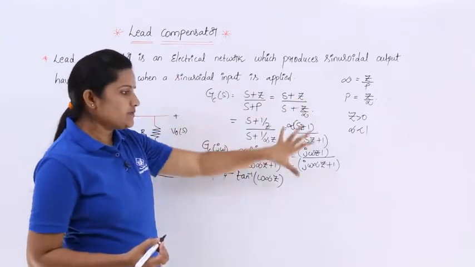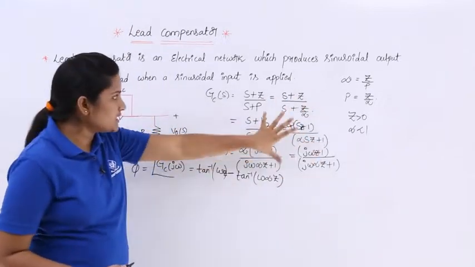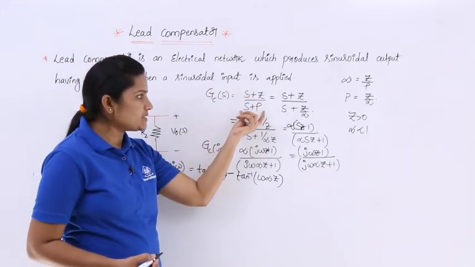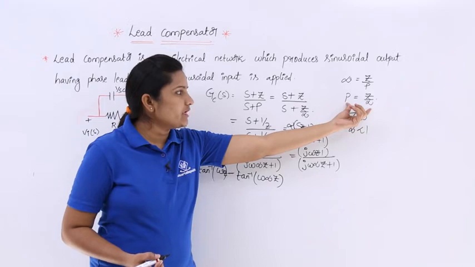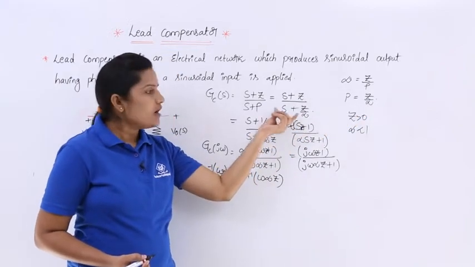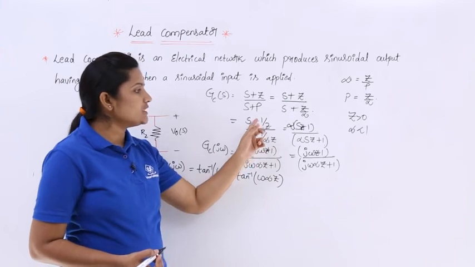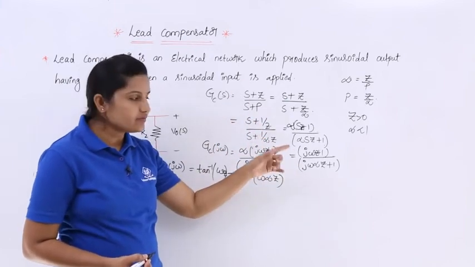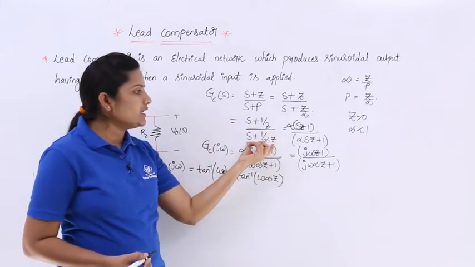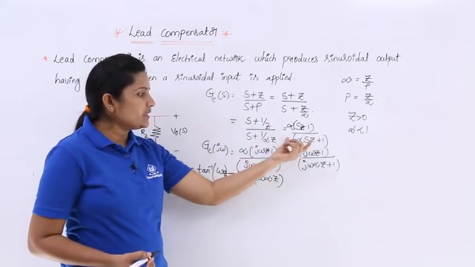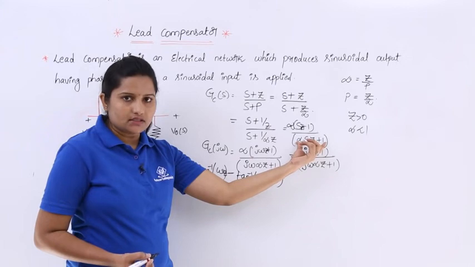Now I am explaining this whole analysis once again. Gc(s) is equivalent to (s plus z) by (s plus p), where p is equivalent to z by alpha. For analyzing compensators, I need to consider 1 by z in place of z. That is why I am considering it like this. Here I am cross multiplying this term, and I get it like this.